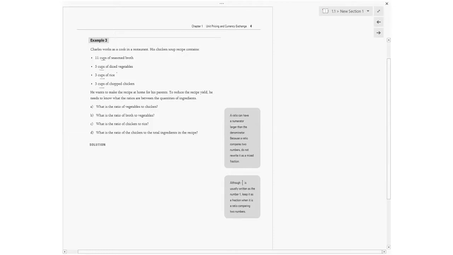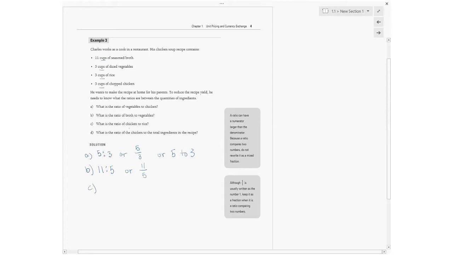So vegetables to chicken, well, we've got 5 cups of vegetables and 3 cups of chicken. So we can write it as a fraction, or you can write it as 5 to 3, or you could write it with a colon as 5:3, but that's not particularly useful, so we'll use one of those first two. What is the ratio of broth to vegetables? Well, we've got 11 cups of broth, and we have 5 cups of vegetables, or you could say it's 11 to 5.